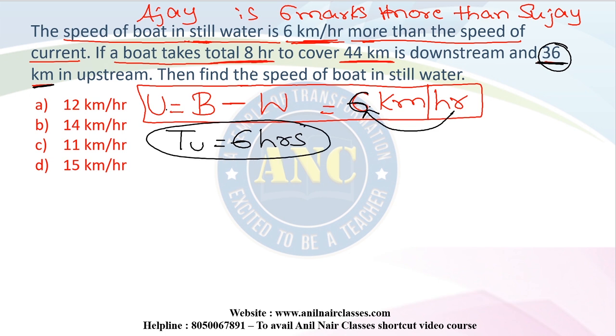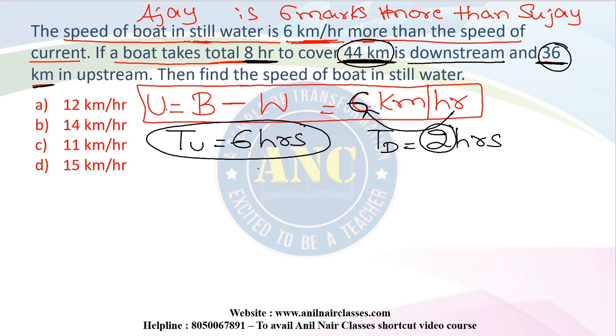Beautiful. But it also says the total time taken to cover is 8 hours. Upstream time itself is 6 hours. That means downstream time should be the remaining 2 hours, so that the total will become 6 plus 2, 8 hours. Now, can I say that downstream time is 2 hours and downstream distance is 44 kilometers, which is given in the question? That means in a total of 2 hours, I covered a distance of 44 kilometers.